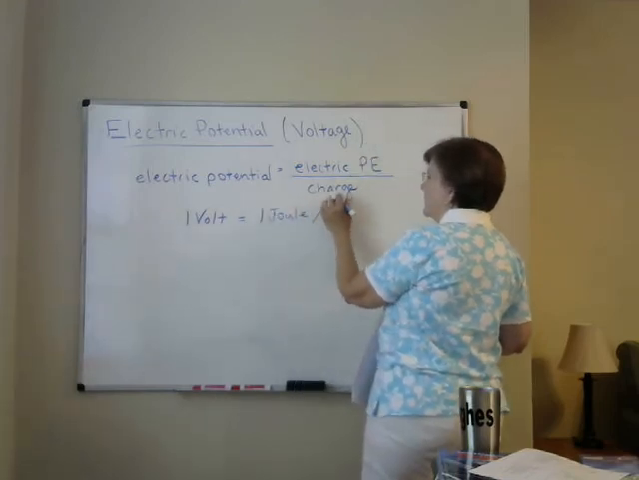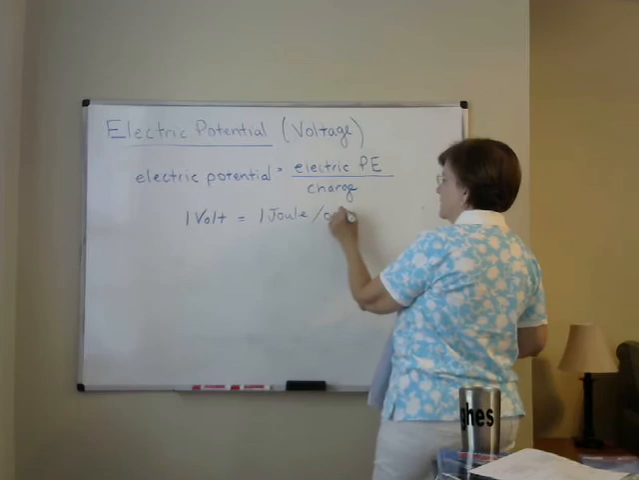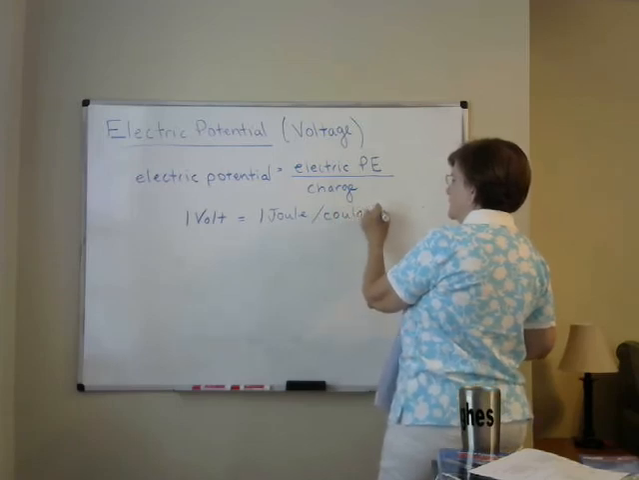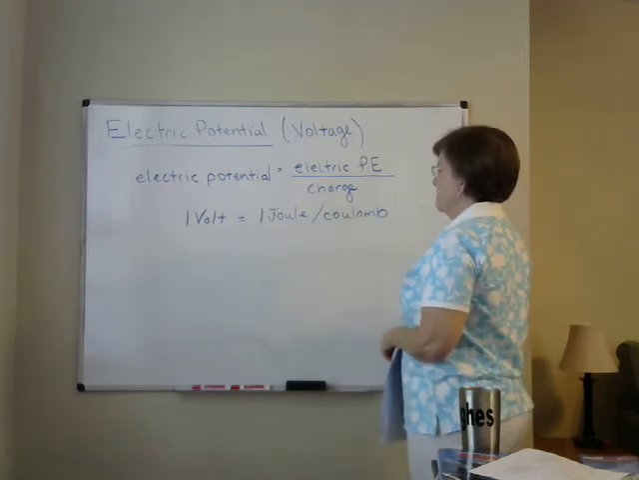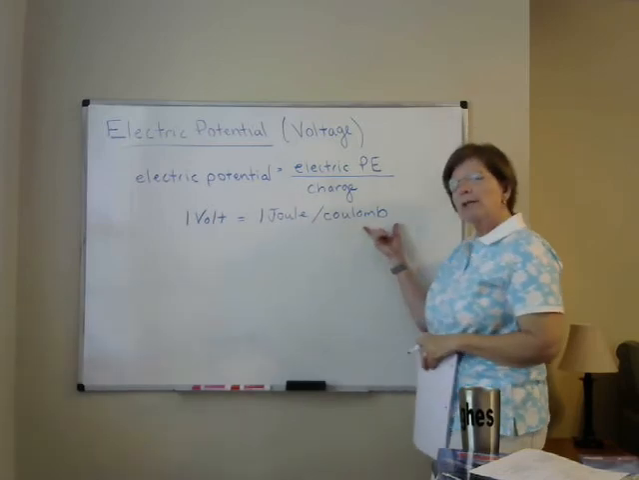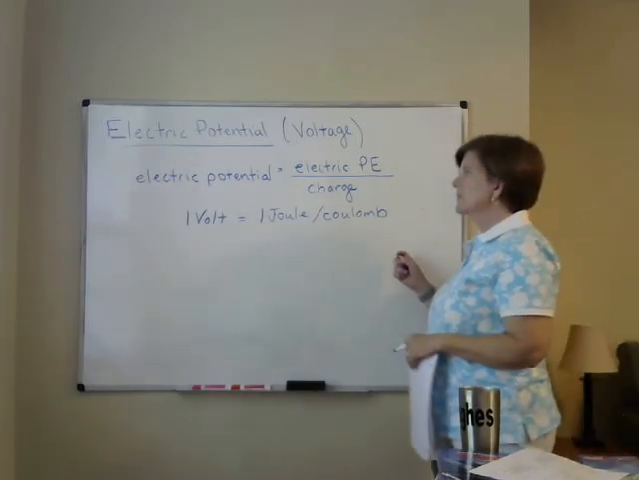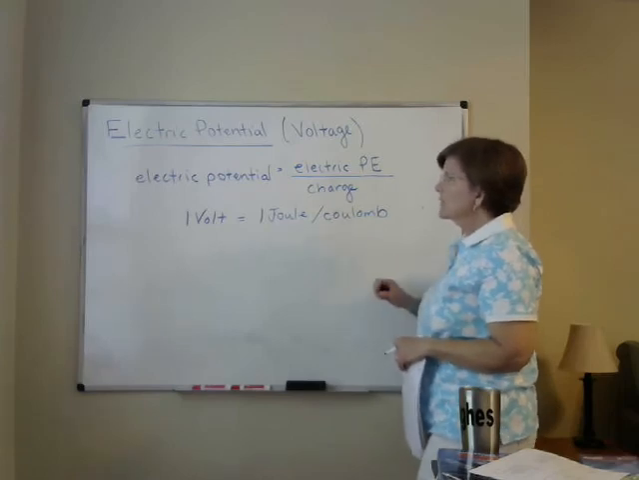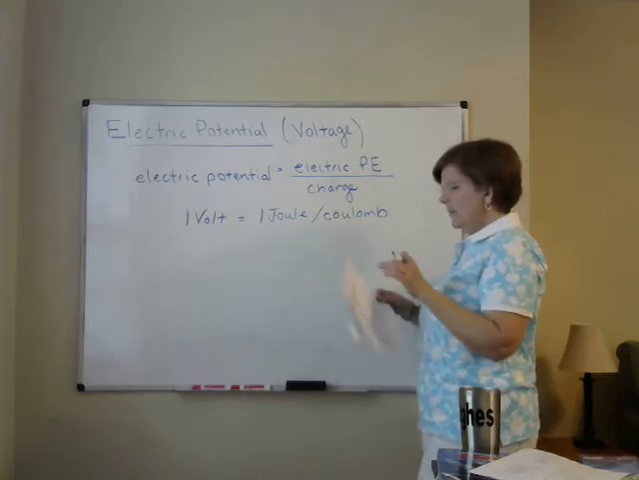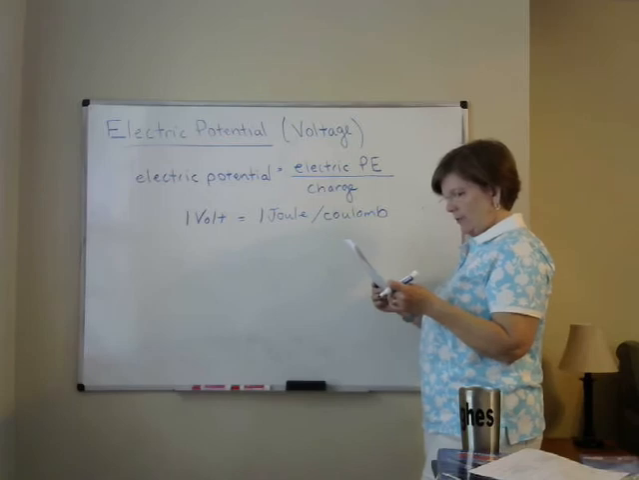Per, what do we measure charge in? Coulombs. We've talked about the fact that when we measure charge, we're going to measure it in a unit called a coulomb. So 1 volt is 1 joule per coulomb of charge.